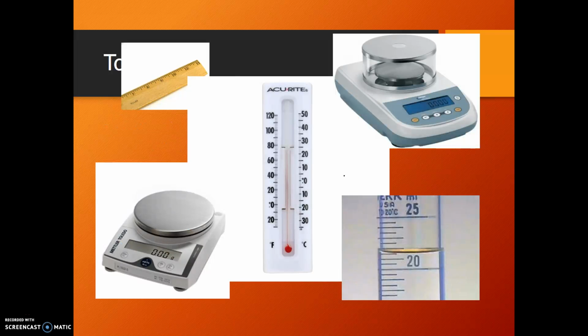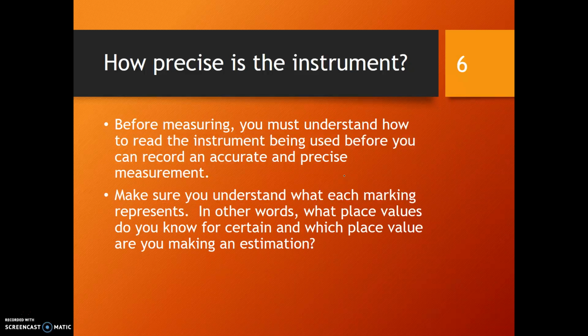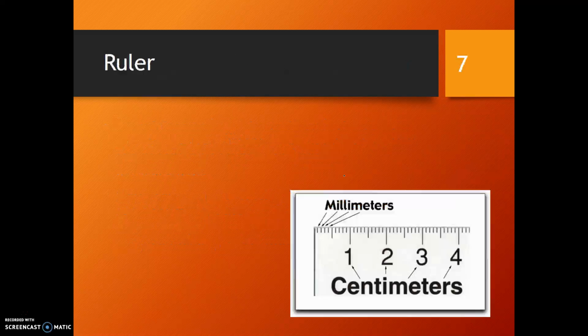When doing measurements, you need to know a little something about your measurement tool, whether it be a ruler or a graduated cylinder or a thermometer. Know what each of the markings are, what you're going to measure, and what you're going to estimate. Now, how precise is the instrument? Before measuring, you have to understand how to read the instrument before you can record how accurate and precise your measurement is going to be. Make sure that you understand what each marking represents. In other words, what place values do you know for certain, and which place values are an estimation?